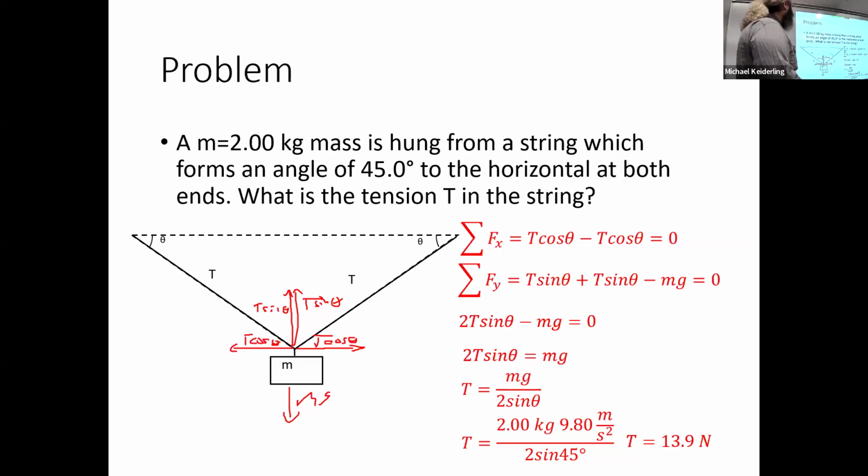Then in the vertical direction, we have tension sine theta from T1, tension sine theta from T2, and minus mg. And that also adds up to 0, because again, nothing is moving. So 2T sine theta minus mg equals 0. 2T sine theta equals mg. Tension equals mg over 2 sine theta. Tension equals 2 kilograms times 9.8 meters per second squared over 2 sine of 45 degrees. So tension ends up equaling 13.9 newtons.